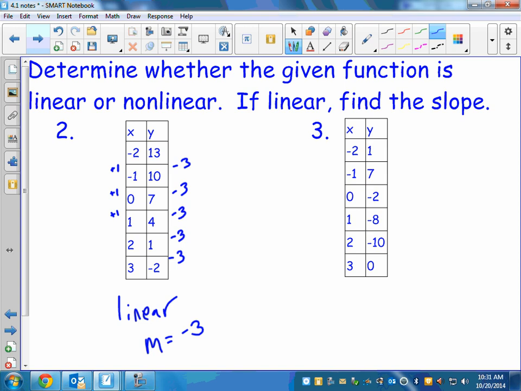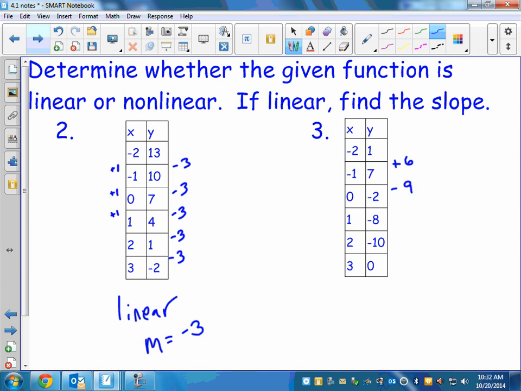So what about this one? Again, always be aware of the x values. I always like to make sure my x's are going up by 1, or that they're a constant change on this side before I start looking at the y's, but these are just like those over there. What about on this one? What happens from 1 to 7? What happens from 7 to negative 2?